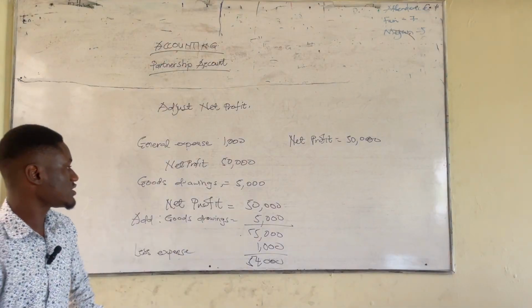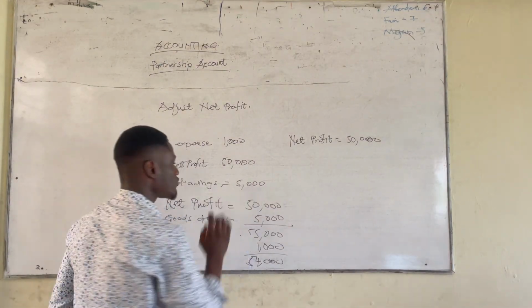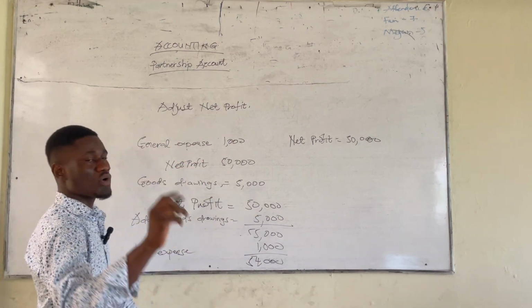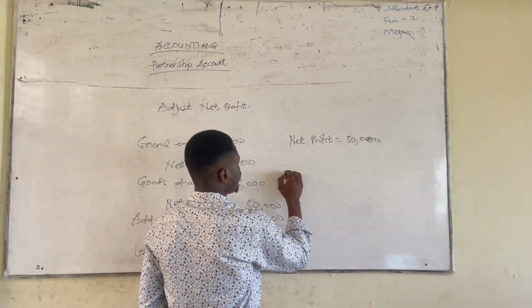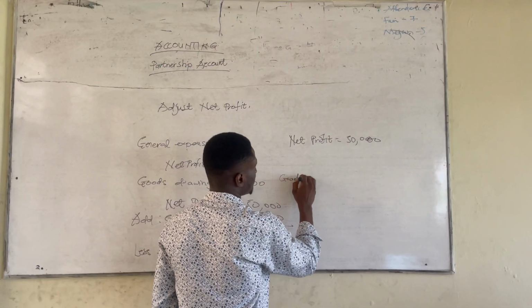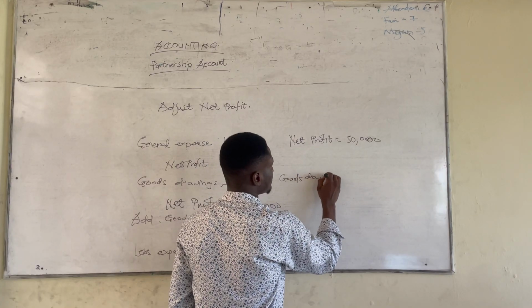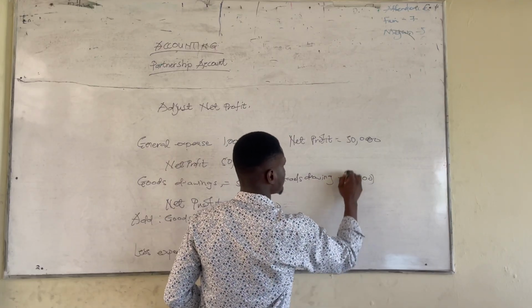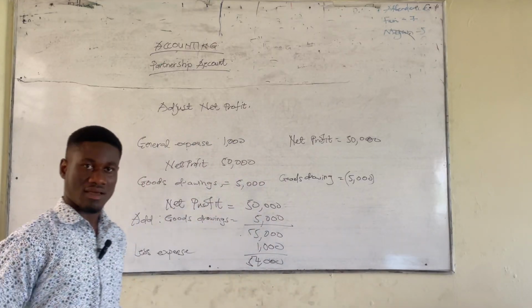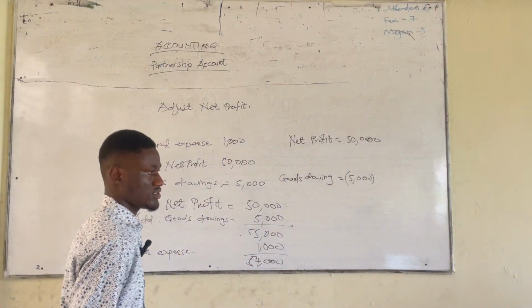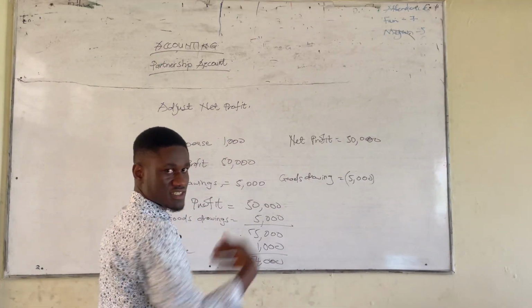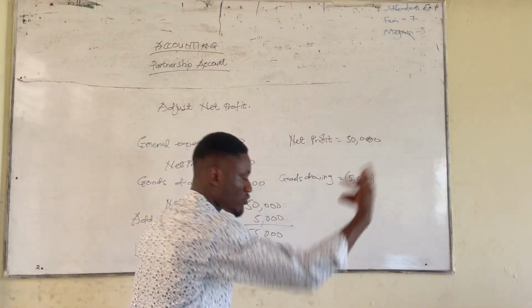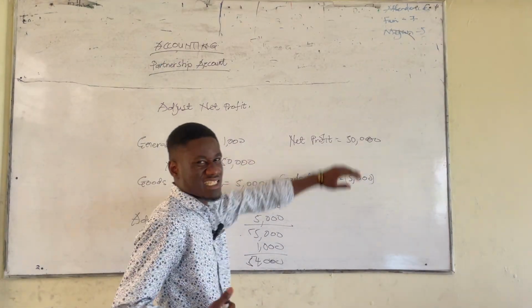Goods drawings. Let's come to this explanation. We have goods drawings of 5,000 and the net profit was 50,000. In the income statement, we will less goods drawings from our purchases, right? We know that when we purchase something, we have the money, it's going, we've purchased something. The money was with us, and now we've spent the money. So it's supposed to decrease our net profit.